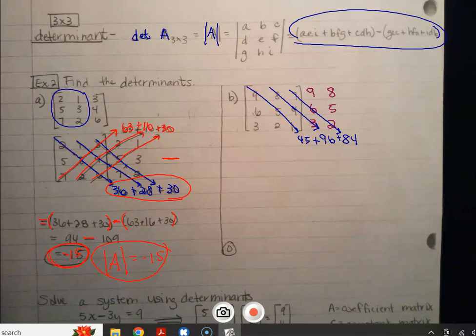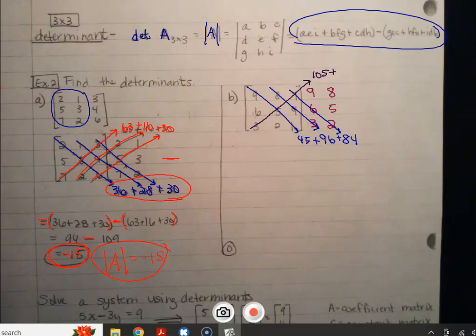So 3 times 5 times 7. Sometimes it does get a little hairy to read some of those, especially when I use the colored marker. I usually write lighter when I'm doing them myself. So 3 times 5 is 15. 15 times 7 is 105.